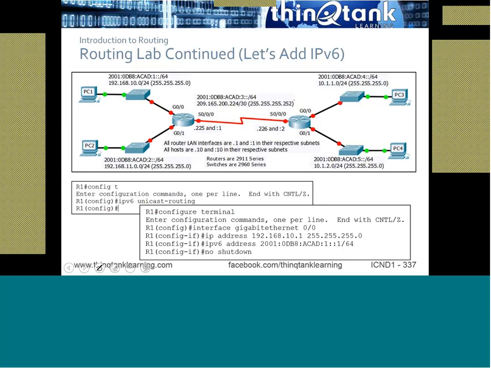The PCs also need to have IPv6 addresses. The PCs are going to be :10 in their respective subnets. So PC1 is going to be 2001:DB8:ACAD:1::10. The PC on the right, PC3, 2001:DB8:ACAD:4::10. All right? So I'm going to pause the recording here for a minute, and I'm going to give you guys an opportunity to start configuring these addresses, and then we'll go through it together as a group.